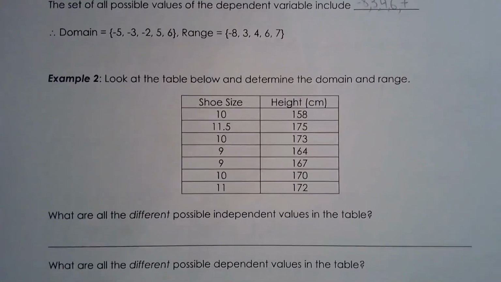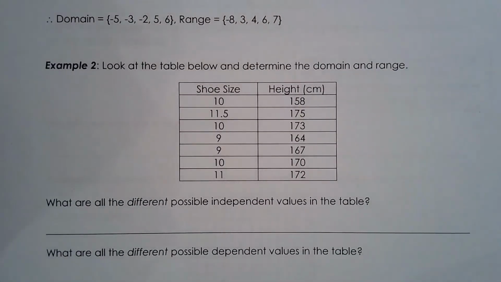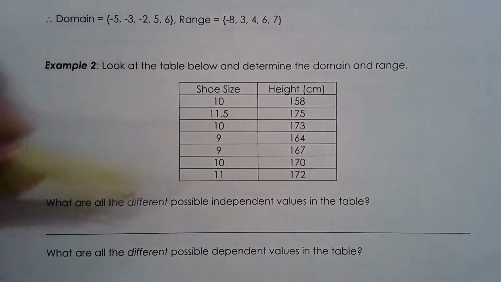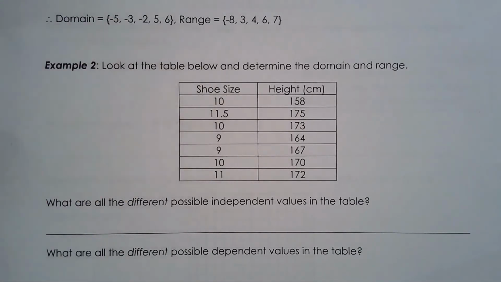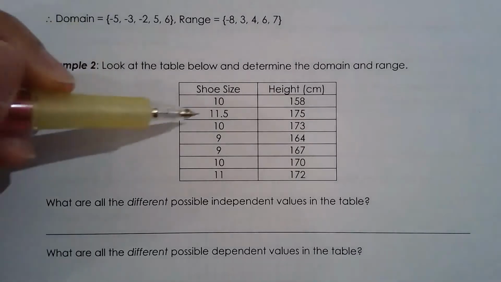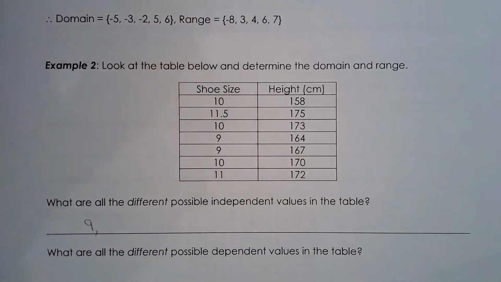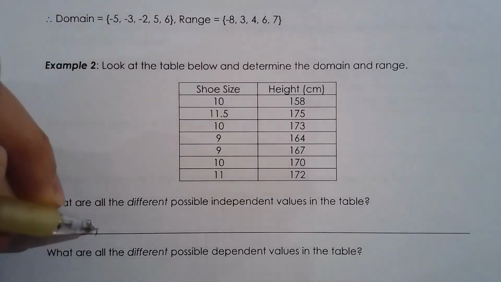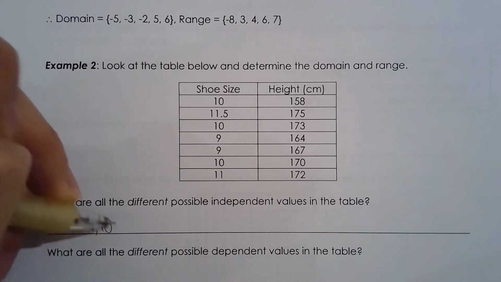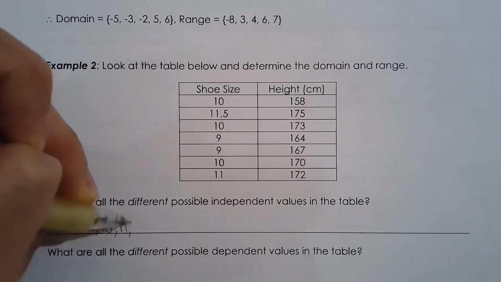All right, so another representation we might be given is a table of values. No problem, same question we ask ourselves. What are all the different possible values for the independent variable? So we have 9, because shoe size is our independent variable and height is our dependent variable. So 9, 10, 11, and 11 and a half.